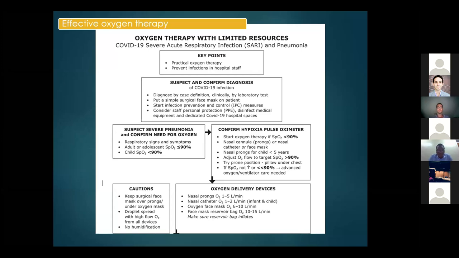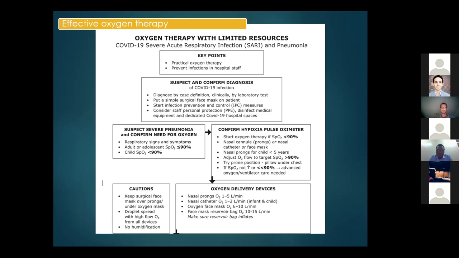I'm going to concentrate on the oxygen aspects in this. When you have a suspected or confirmed diagnosis of a COVID patient, you have to assess the patient for respiratory signs and symptoms, and also check the oxygen saturation. If it's less than 90%, we initiate them on oxygen, whether it's an adult or a child. You need to have oxygen delivery devices, nozzle prongs or face mask, according to the age of the patient, teaching health workers to adjust the oxygen flow according to the SpO2 targets, and try different positions, so that we effectively deliver the oxygen to the patients.